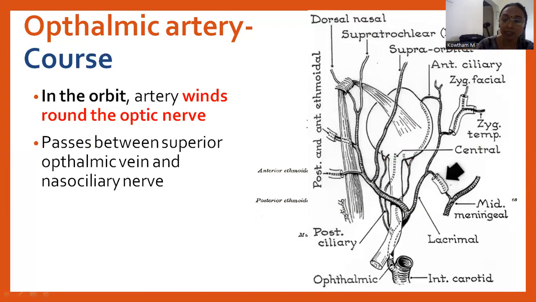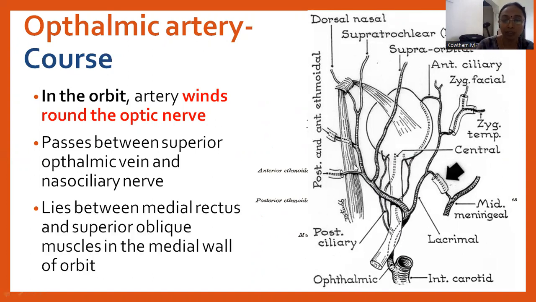Okay. Now after entering the orbit, see the artery is winding round the optic nerve, and comes to the lateral side of the nerve, and it crosses the optic nerve from lateral to medial side. So while it crosses, it passes between the superior ophthalmic vein and nasociliary nerve. Now the ophthalmic artery enters the medial wall of the orbit. Okay, so here it lies between two muscles, that is superior oblique muscle and medial rectus muscle.